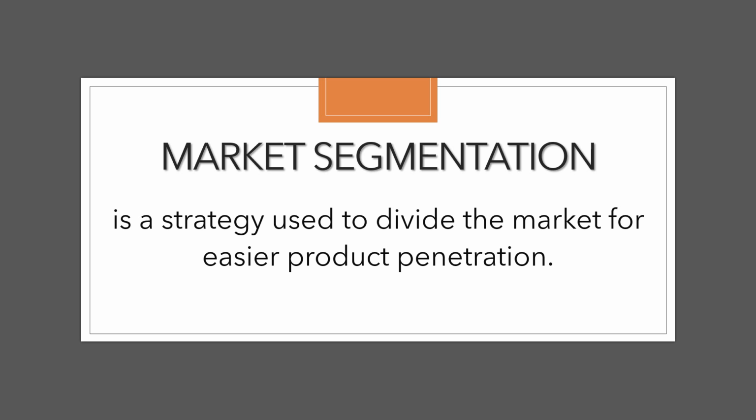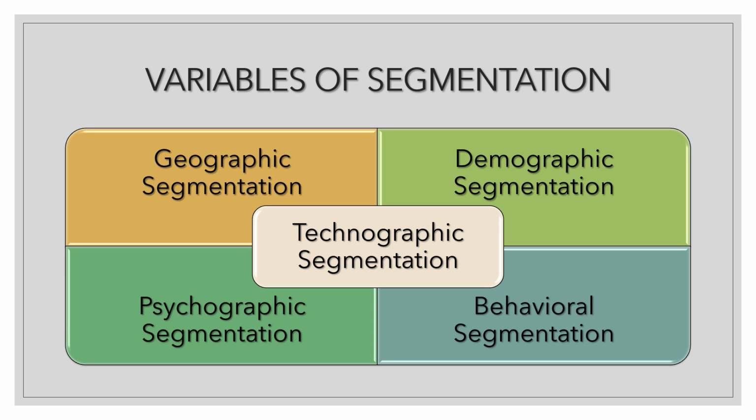Okay, so for us to meet those needs and wants, we should first know our market segmentation. When we say market segmentation, it is a strategy used to divide the market for easier product penetration. Here we have identified 5 variables of market segmentation. The first one is geographic segmentation. That means that we will be grouping our market based on their geographic location, right?